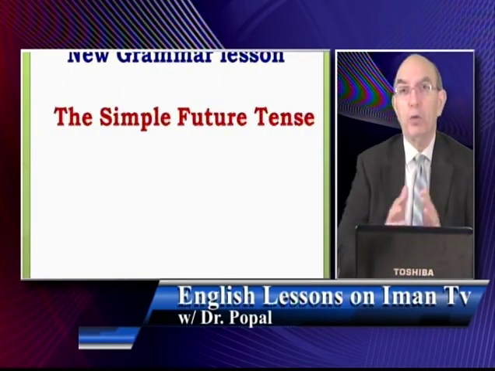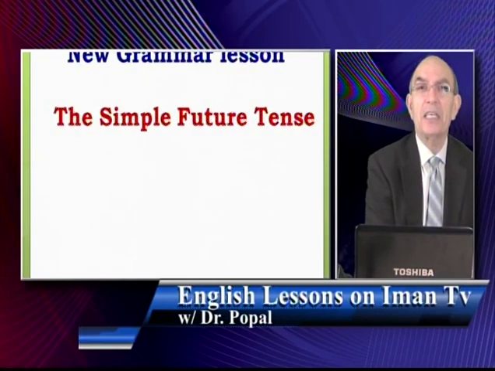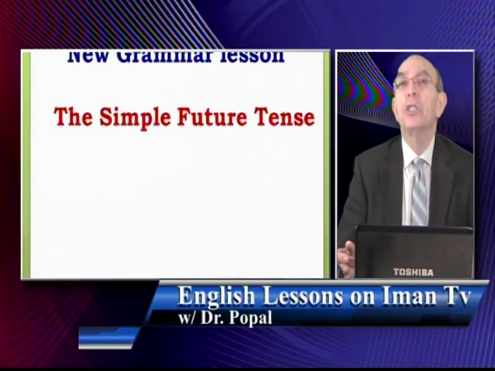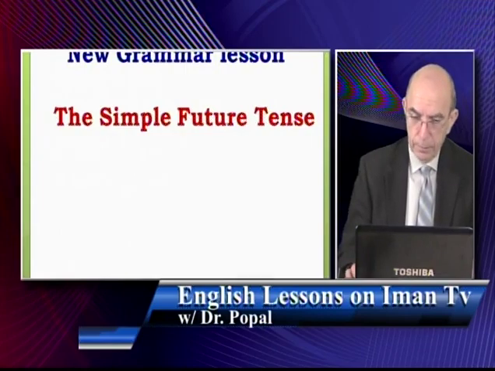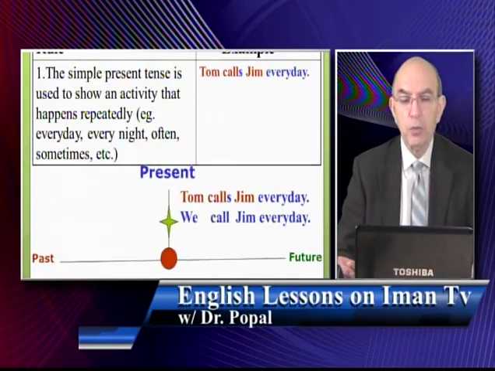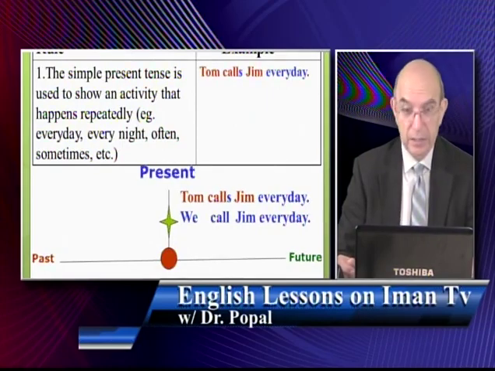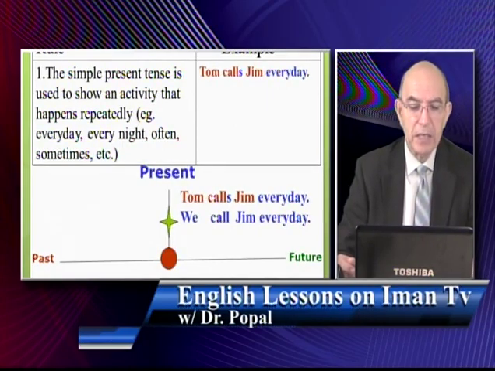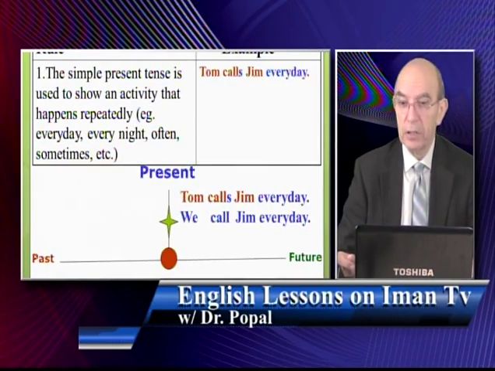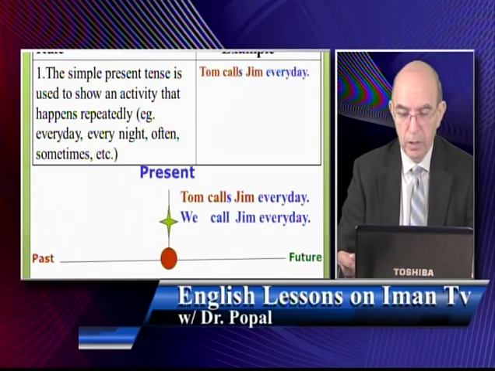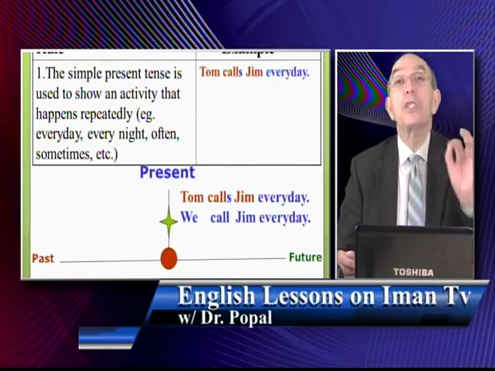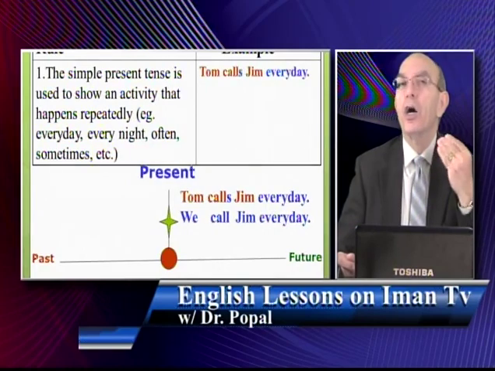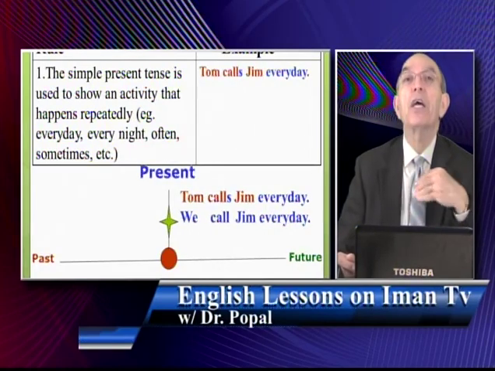This is the part which is new, but I'm going to show you first what we studied, and then I'll present to you the new lesson. So the first thing is what? The simple present tense. The simple present tense is used to show an activity that happens repeatedly, every day, every night, often, sometimes, etc. For example, Tom calls Jim every day. We call Jim every day. So something is repeated regularly at a specific time every day.